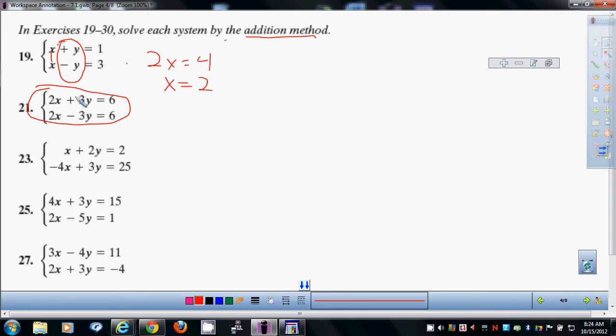If we added those equations the way they were, the y's would cancel again. That'd be 4x equals 12, solve for x. Addition method, you literally add them together. 23, will that same thing still be the case?